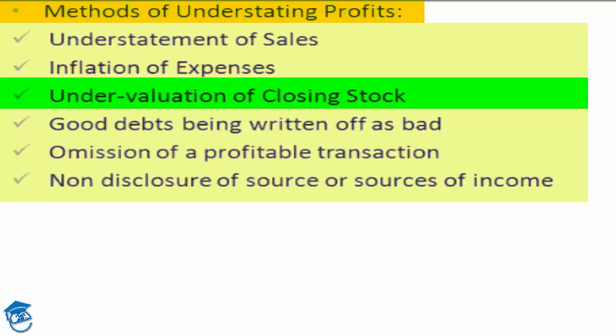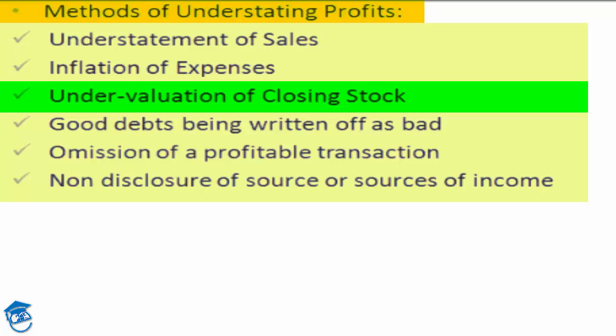Number three is undervaluation of closing stock. Closing stock valuation is extremely imperative to understand the amount of profit. Okay, if in case closing stock valuation increases, the overall profit increases. But if in case you willfully and knowingly reduce the valuation of closing stock, or you are undervaluing the same, definitely you are understating the profit in that case. So that's going to be the third scenario. Understatement of sales, number one. Inflation of expenses, number two.